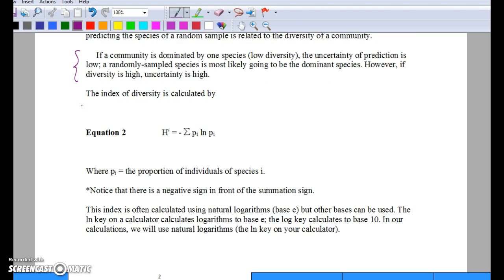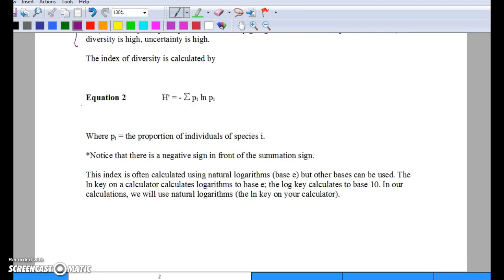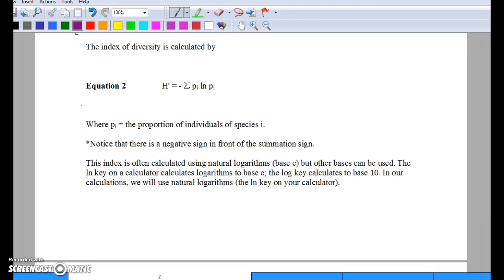So the Shannon-Wiener index of diversity is calculated using a couple of different constants. This again just stands for the index of diversity. It's just the Shannon-Wiener version of it instead of DS. Once you realize that, you can take a look at the remainder of the equation. We have a negative sign here. This is important. And then you take the sum of this pi value, which is the proportion of individual species.